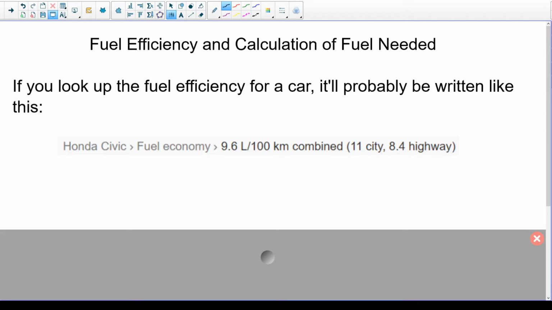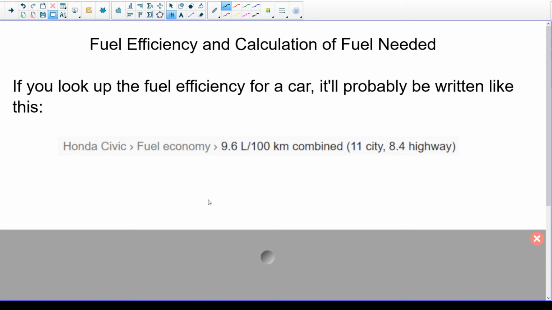Hello everyone. In order to help you a little bit with the car project that you're working on, I am going to just show you one quick calculation that you might need at one point, and that is the calculation of how much fuel you are going to need for a specific trip. So the first thing you're going to have to do is look up what the fuel efficiency for a vehicle is, and I did that, and here's an example of what I found on Google.